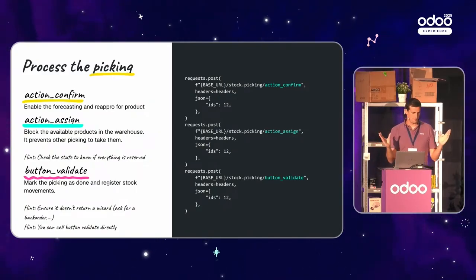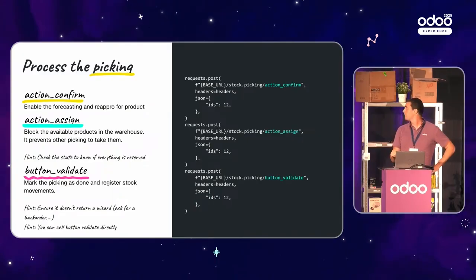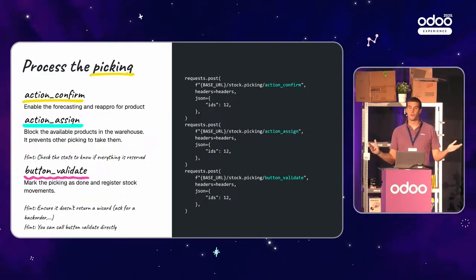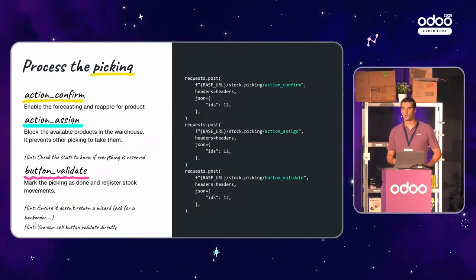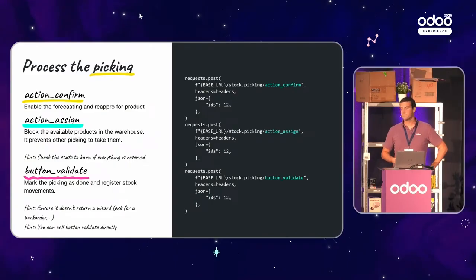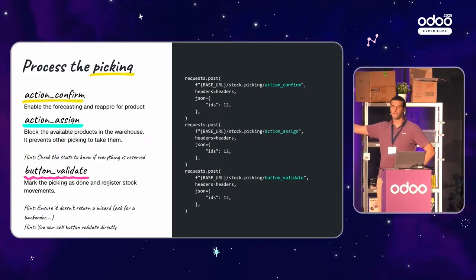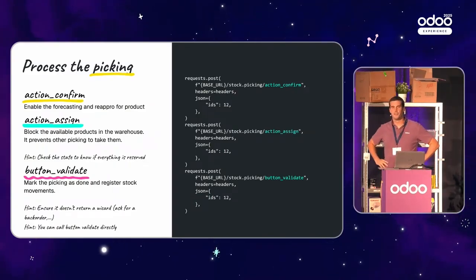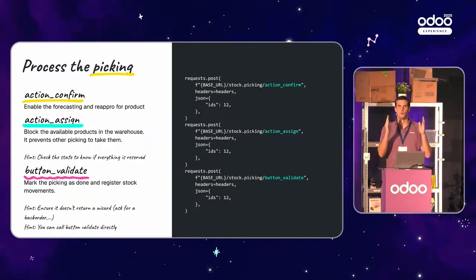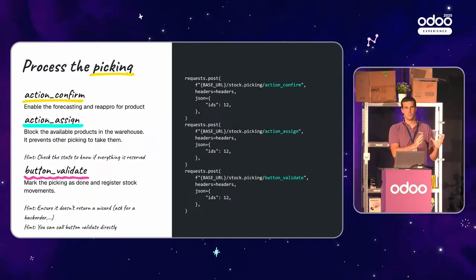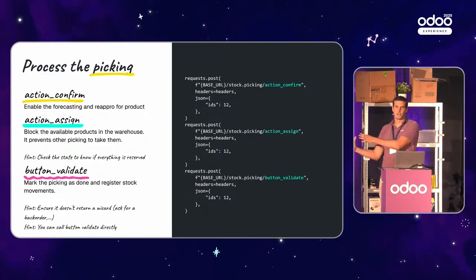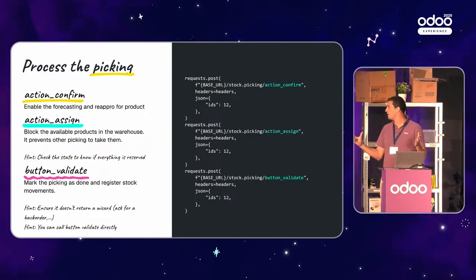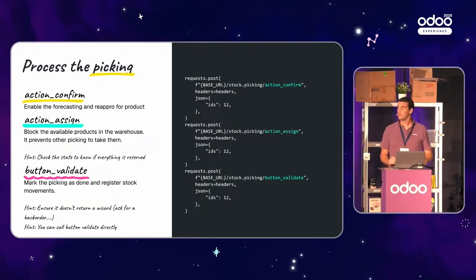And yeah, that's all. After that, when the picker has done everything, so for example you use a barcode or in your system he finished moving the product, you can call the mark as done function. So the button validate function, sorry. The button validate function will process each move. So for each move, we know that the product has moved from the initial location to the destination location. And yeah, we are done.